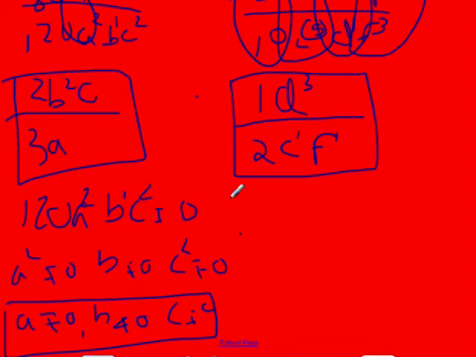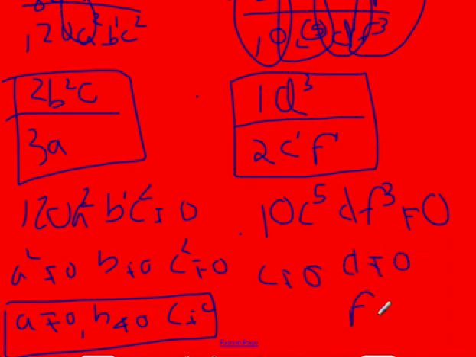So now for our excluded value, we're saying 10 c to the fifth d f to the third cannot be equal to 0. So when I look at this, that means that c cannot be 0, d cannot be 0, or f cannot be 0. Hopefully that's something you're getting comfortable with as we move forward through this, okay?